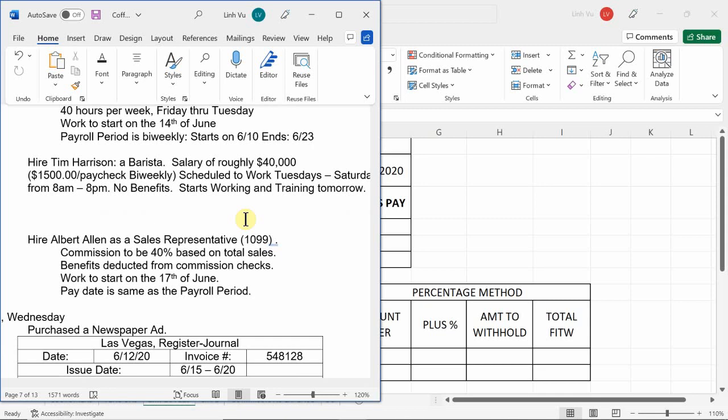He's going to be in charge of finding those customers to sell to at a wholesale price, and of course, he's going to earn 40% of the sales as commission, and that's how he's going to get paid. In this case, if everybody else doesn't get any benefits, he doesn't get any benefits either. So what do we do with his information?